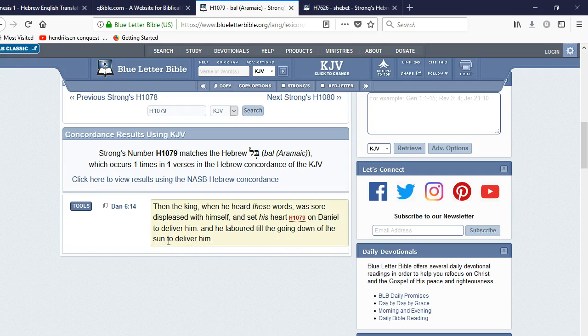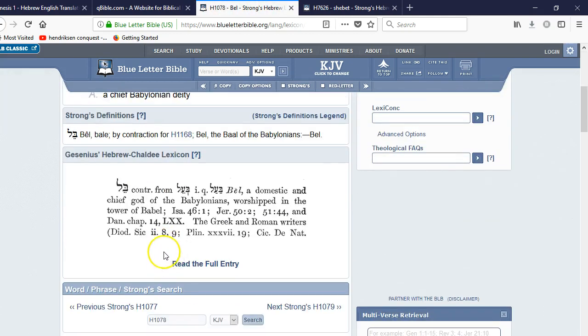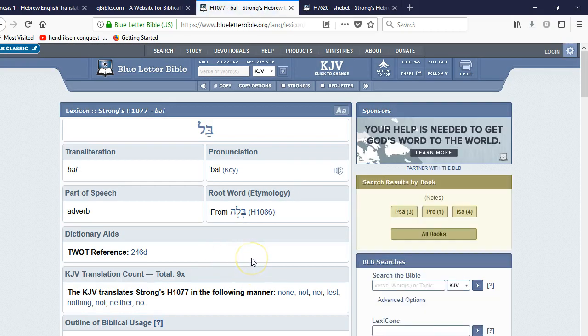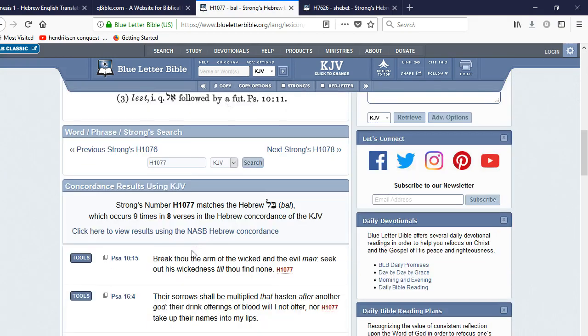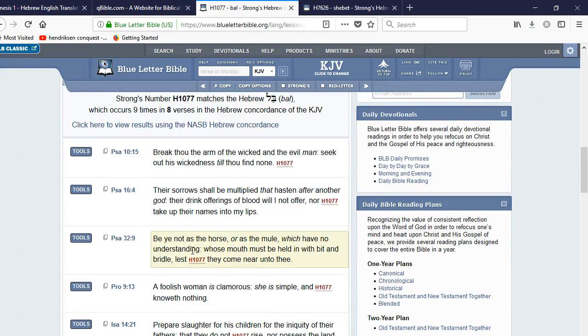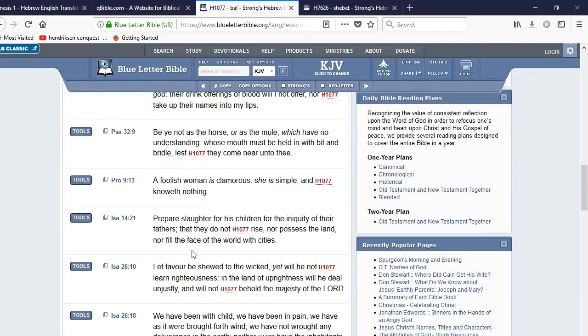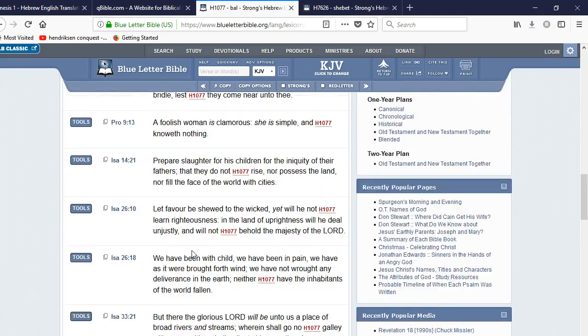Okay, fair enough. Now, the one thing that vexes me is when you go back to Bel as used in 1077. The short definition of it is not, hardly, or else. So you go ahead and spend the time going through all of those references and try to understand why they would use it as not, hardly, else, and, neither, no.